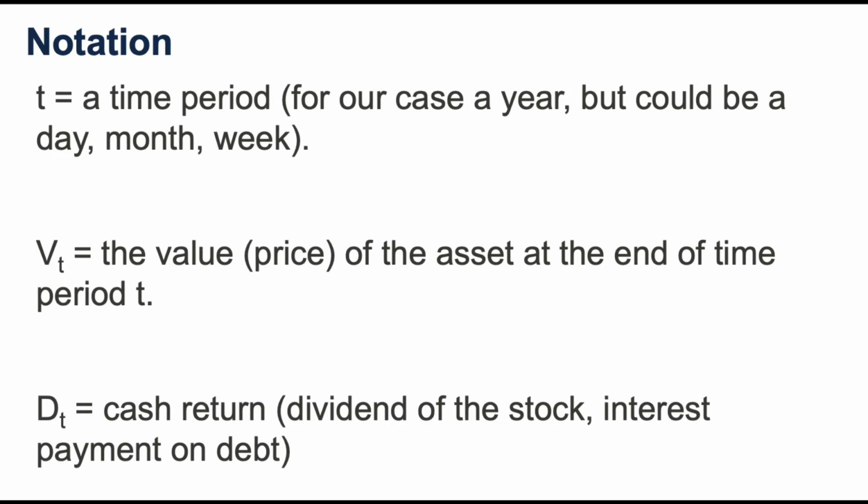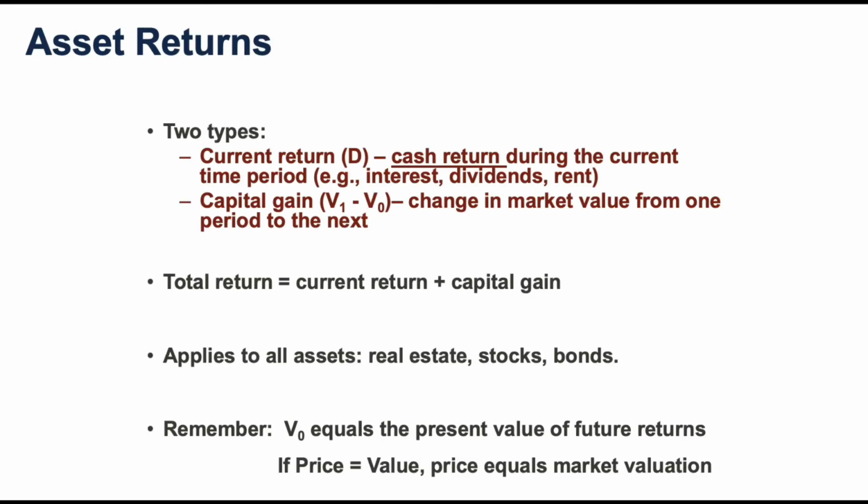Our notation, just to come up explicitly with what we will be measuring. T is going to be our time period. V sub T is the price of the asset or the value of the asset at the particular time period. And when we're looking at capital gain, we'll take one or the other. And our cash return, or our dividend from the stock, and interest payment on the debt. So we're going to measure financial returns in this same way for all assets.